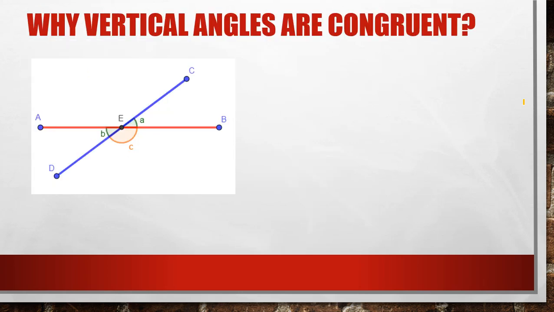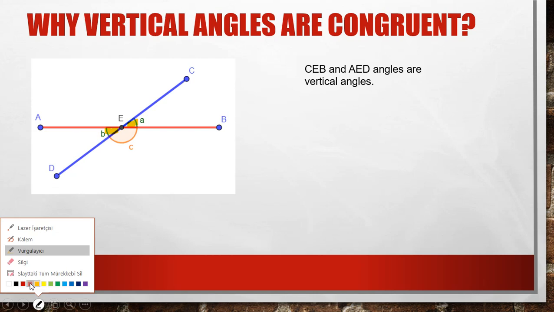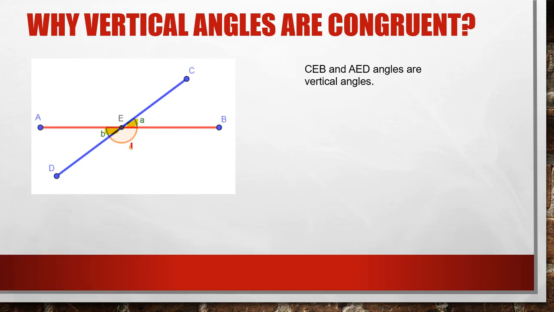Why are vertical angles congruent? CEB and AED angles are vertical angles. You can see here and here they are vertical. So, the theorem says that they are congruent. We know that these two angles are supplementary, CEB and BED. Here and here are supplementary angles. So their sum should be 180 degrees.